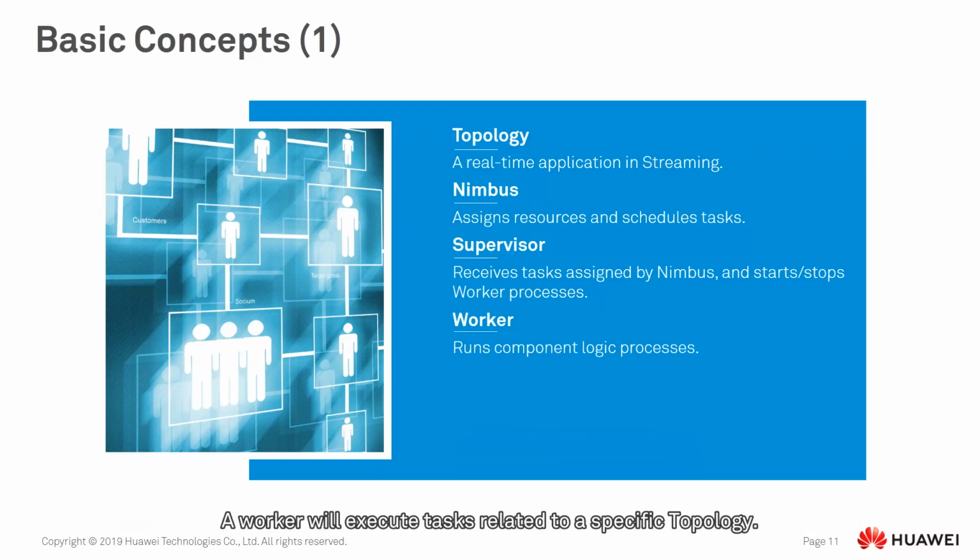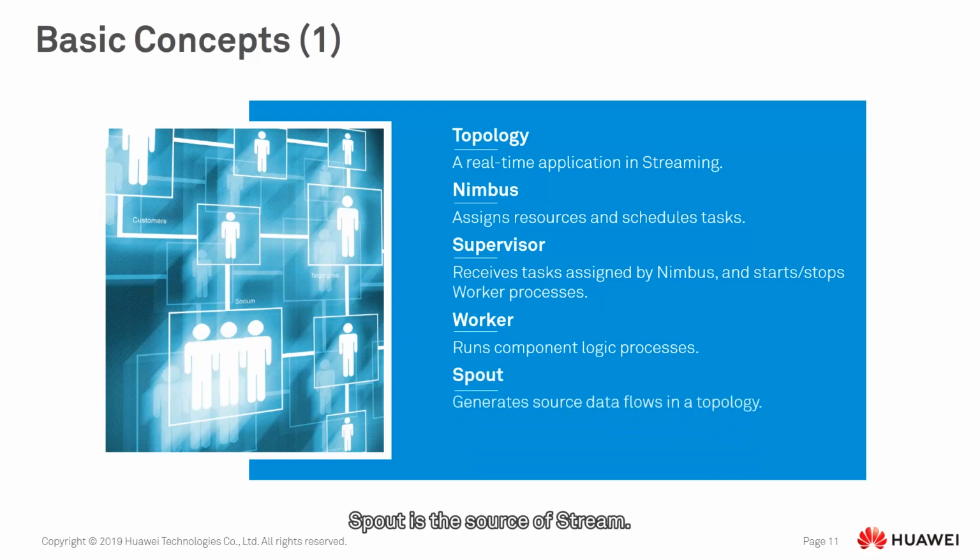A worker will execute tasks related to a specific topology. A worker will not run a task by itself. Instead, it creates executors and asks them to perform a particular task. A worker process will have multiple executors. Spout is the source of stream. Generally, streaming accepts input data from raw data sources like Twitter Streaming API, Apache Kafka queue, and so on.